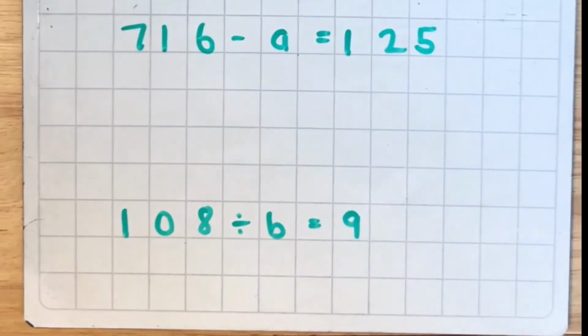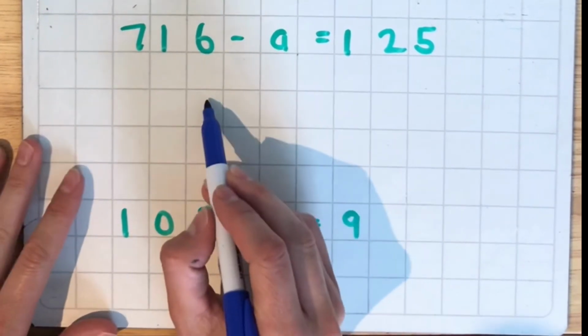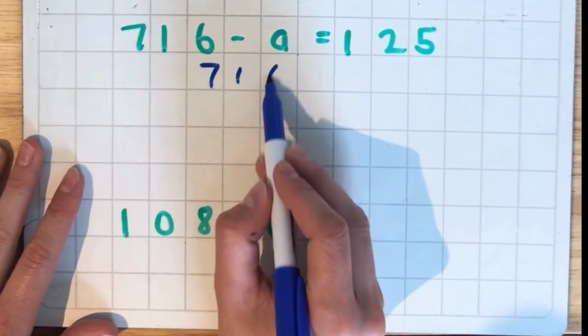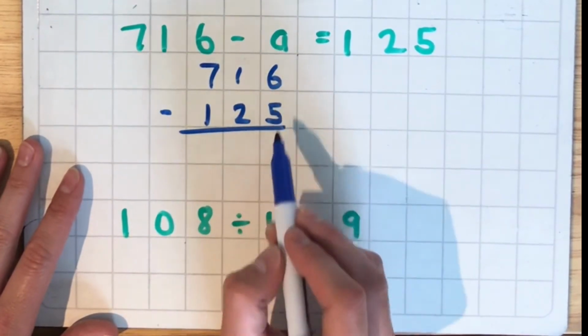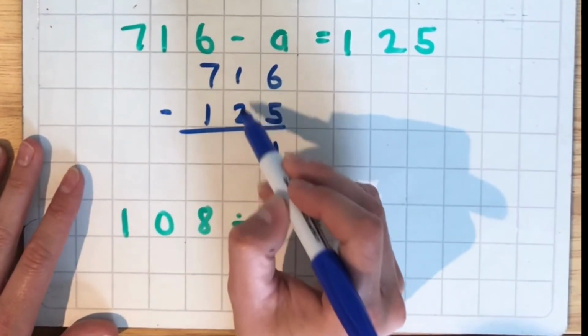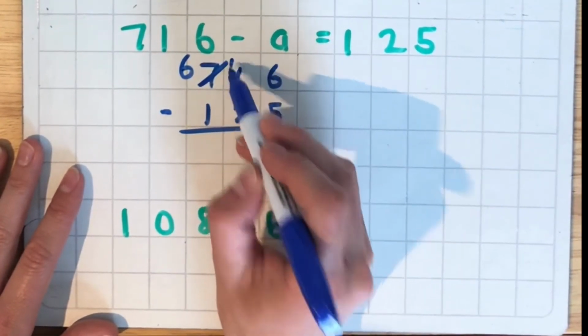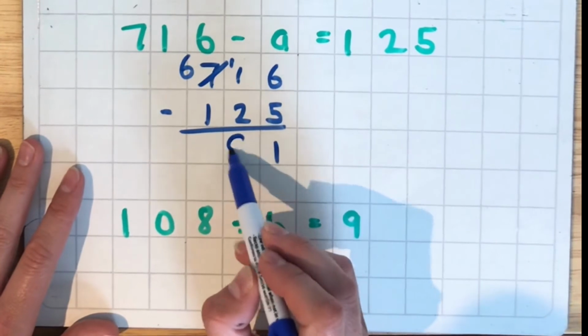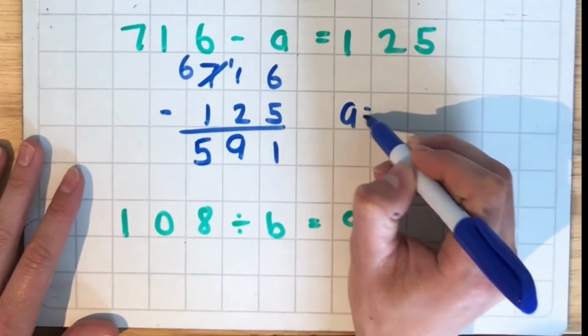And 34, so we've got some algebra here. 716 take away A equals 125. To find the number that the letter stands for, you're going to take the 716 and take away the 125. 6 take away 5 is 1. 1 take away 2 you can't do. So 6 carry over 1. 11 take away 2 gives you 9. 6 take away 1 gives you 5. So A equals 591.